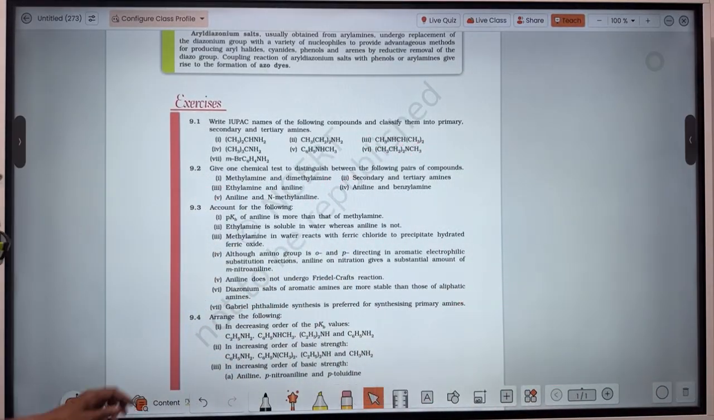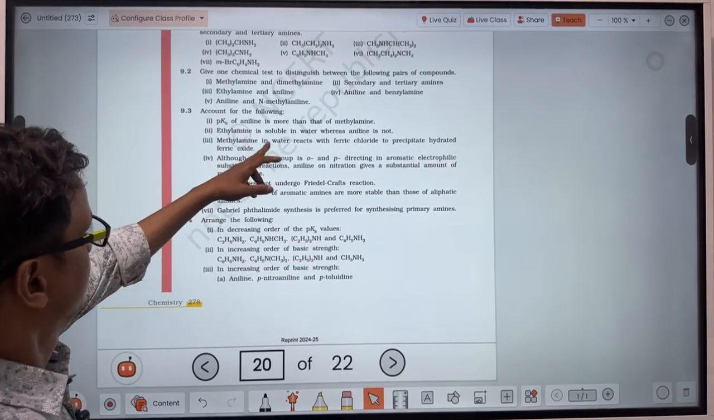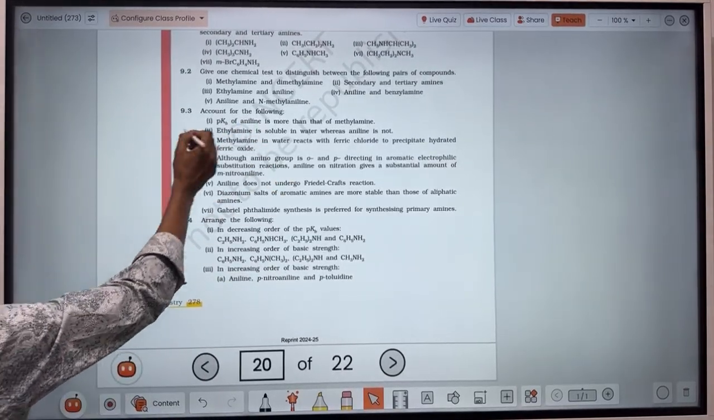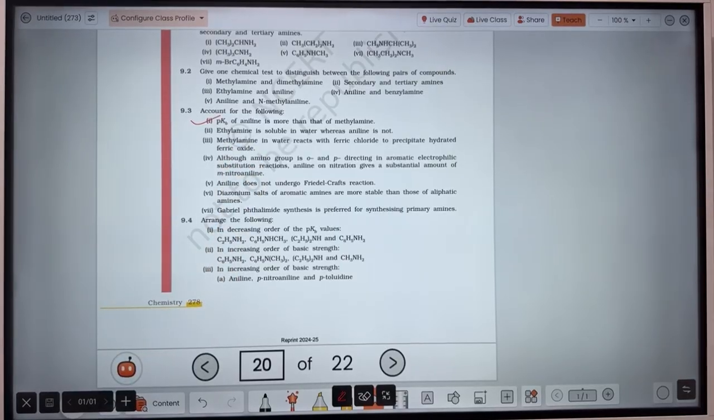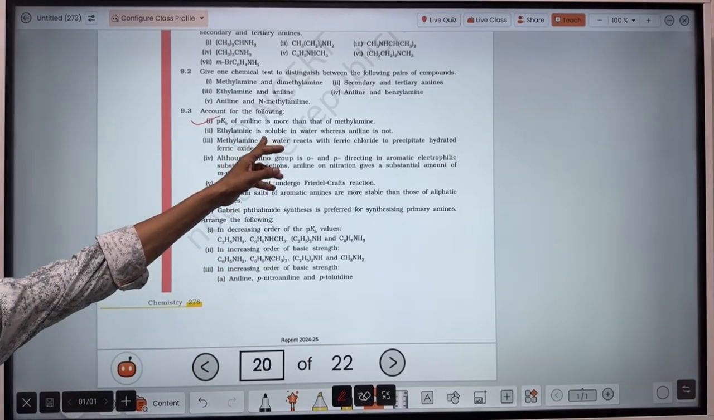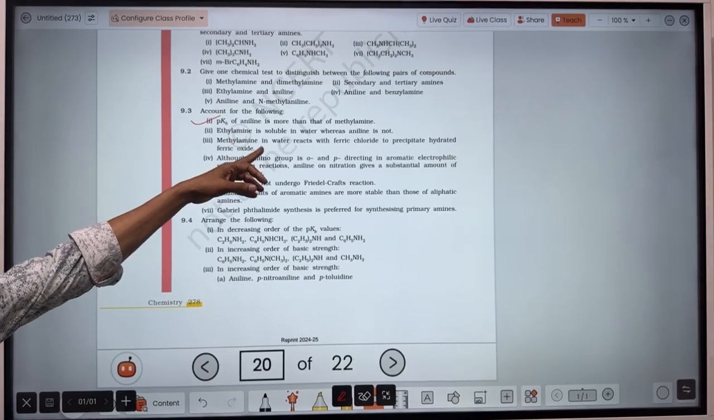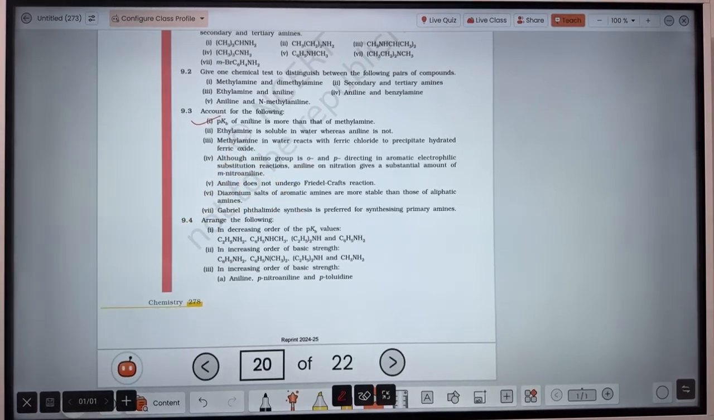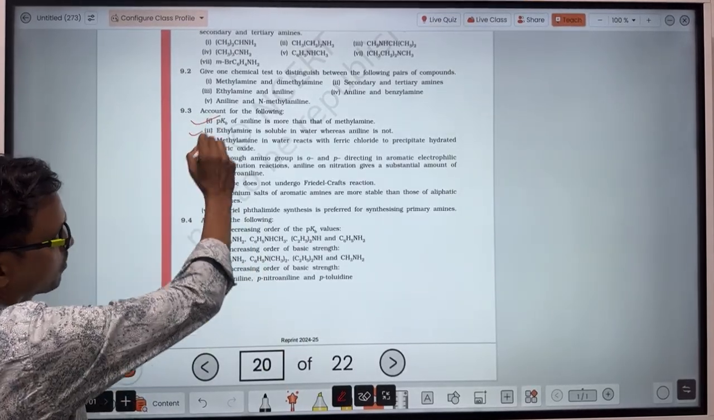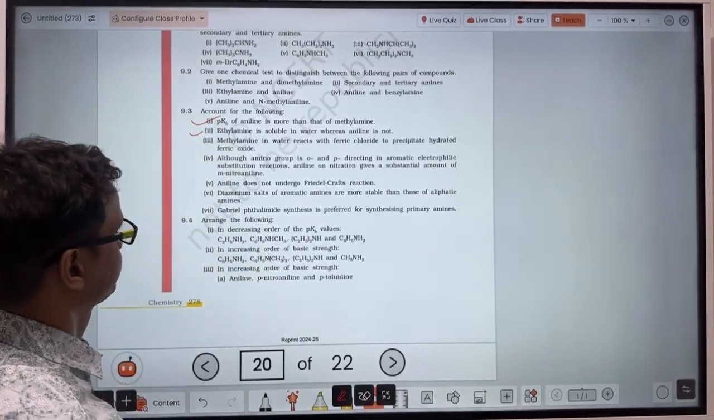Now let's see. The pKa of aniline is more than, about this one we have already discussed. Why is ethylamine soluble in water? Because there is a hydrogen atom, and in aniline the electron cloud density is less. So it could not form hydrogen bonding.